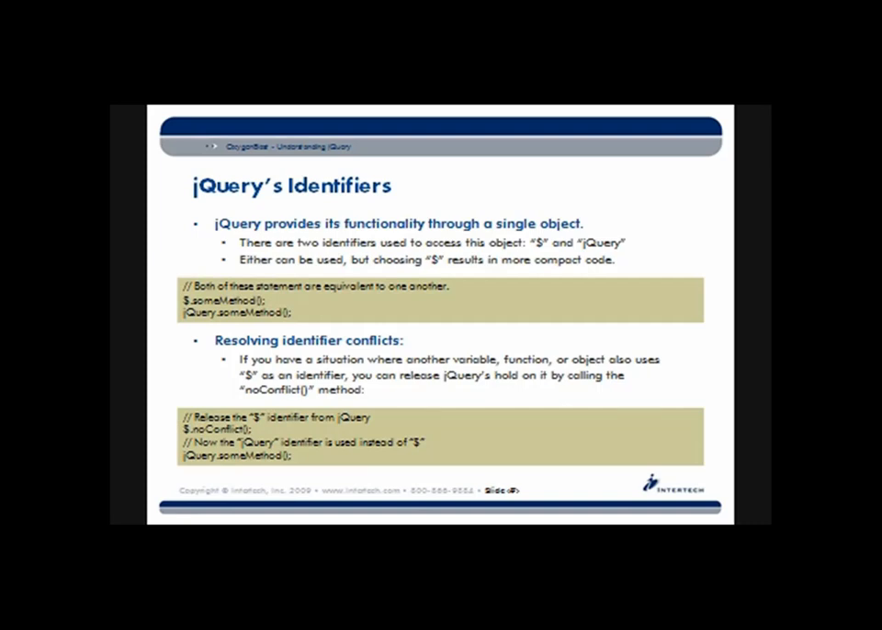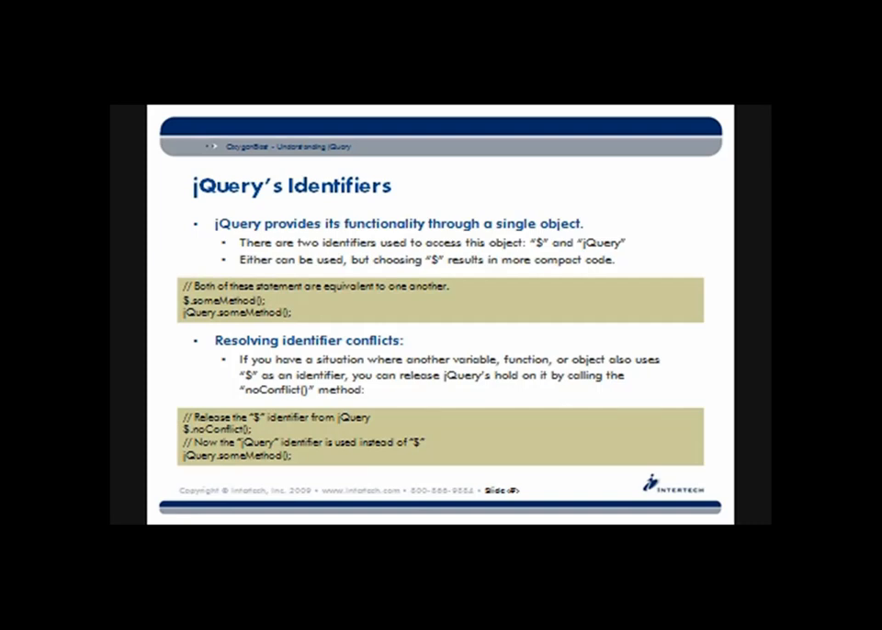So we've got jQuery. We've downloaded the appropriate version. We've added it to our web application. Let's take a look now at what we need to do in our code. And we'll start with the jQuery identifiers. Basically, everything you're going to be calling in jQuery is going to be provided through a single jQuery object. And there are two different identifiers that you can use to access this object. There's the $ and then the word jQuery. So both of those identifiers access the same object.